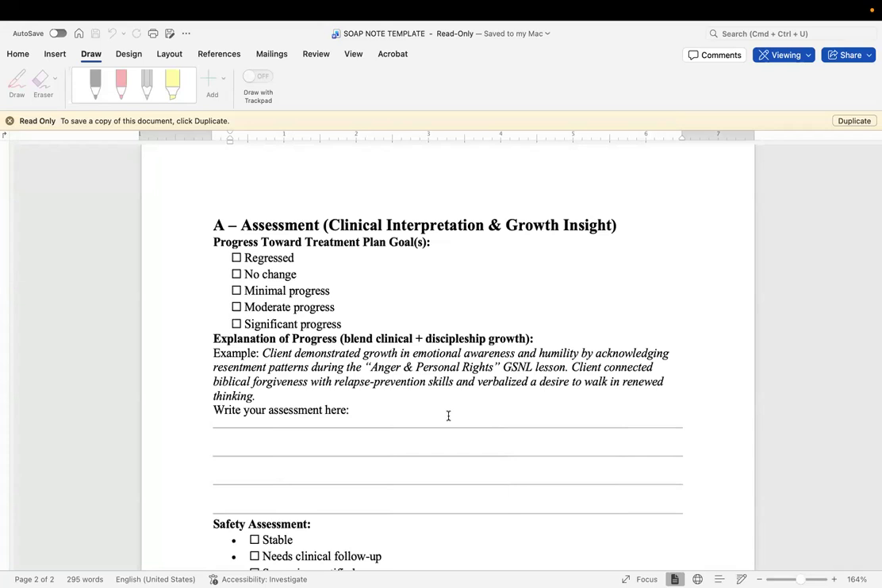If we're seeing minimal change, we're going to treat it kind of like the no change. And if they're regressing, then there's some things that we can do to really work on that as well. And then an explanation of progress. What is it that they are doing?